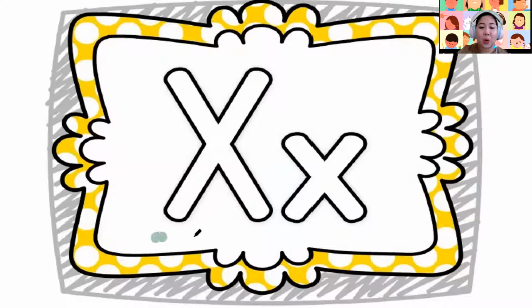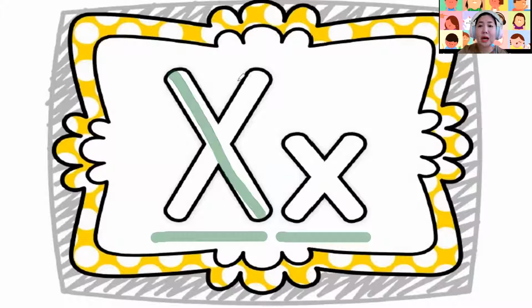So we have our capital letter X and we also have our lowercase letter X. For our capital letter X, we start at the top. We make a sliding line going down. We go back to the top again and we make another sliding line going down.